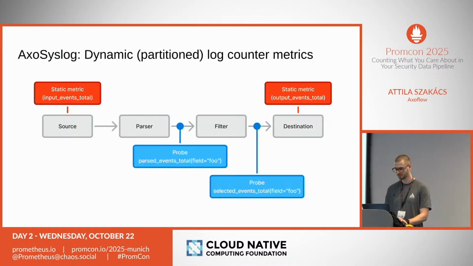So we came up with a logical solution to this, I think, which is letting the user define the measurement points themselves. The name of the metrics and the labels can also be customized. So here we can see the parse events total metric being generated after parsing, and it is already using the field label. And then after we have filtered the logs, we can count those messages too, call them selected events or whatever you want, and use any labels you would like to.